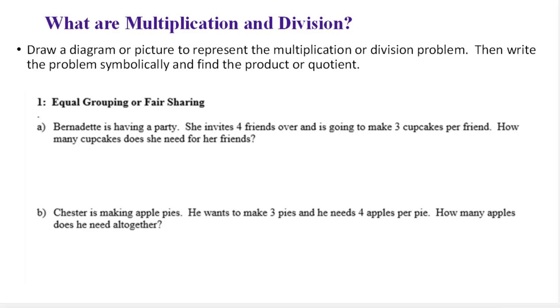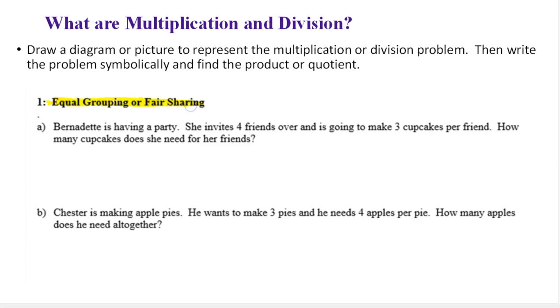In this video, we're going to investigate what multiplication and division are. Draw a diagram or picture to represent the multiplication or division problem. Then write the problem symbolically and find the product or quotient. So the first type we're going to look at is equal grouping or fair sharing.